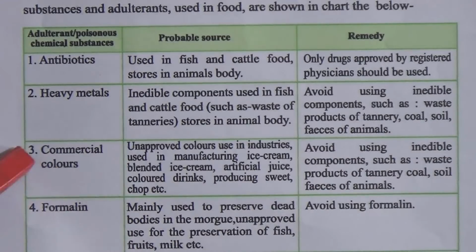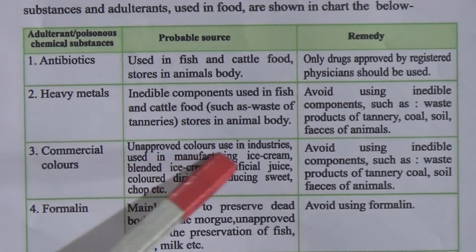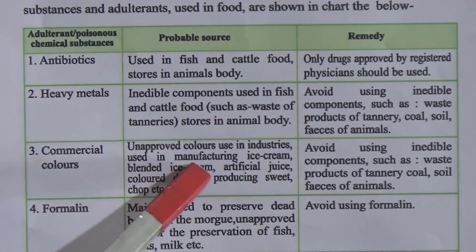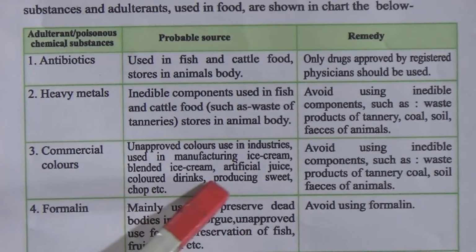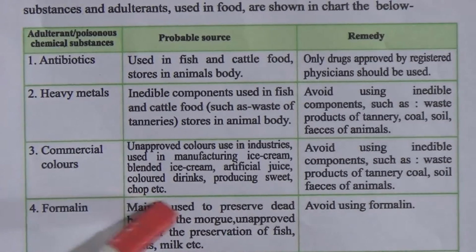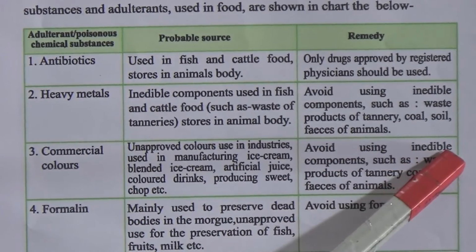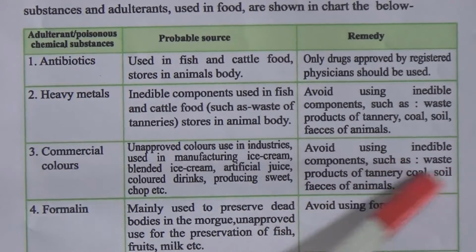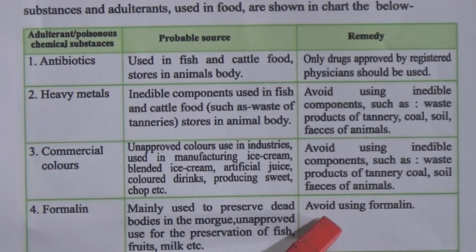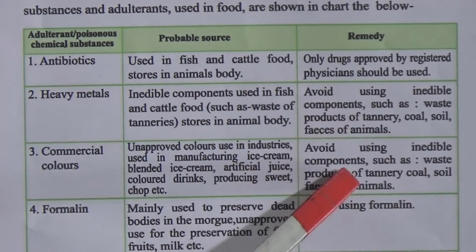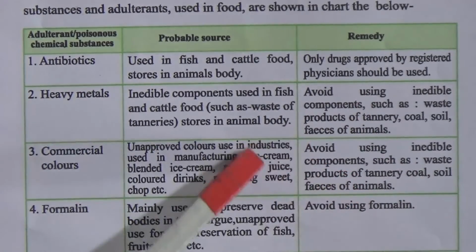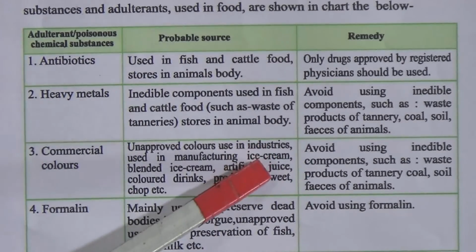Now come to commercial colors. Unapproved colors used in industries are used in manufacturing ice cream, blended ice cream, artificial juice, colored drinks and producing sweet chops, etc. The remedy will be to avoid the use of inedible components such as waste products of tannery, coal and soil. This is the same as written here. We have to avoid this type of color, and we have to avoid eating this type of coloring food.